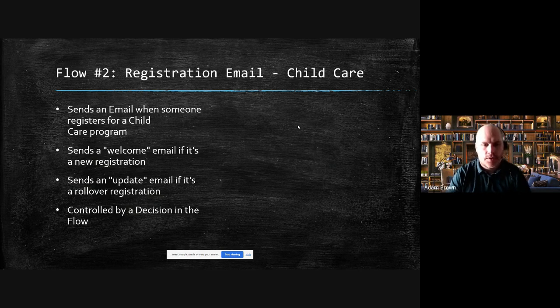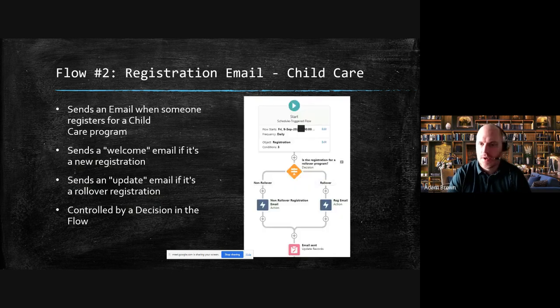To accomplish this, we use what's called a decision in the flow. Here's a picture of the flow, and this one is another schedule triggered flow. It runs daily. We turned it on the 9th of September, 2022. It looks at the object of registration. And then that yellow-orange street sign is the decision element that decides, is this a non-rollover? Is it a new registration? And we should send the non-rollover registration email. Or is it a rollover, and we should send the rollover registration email.